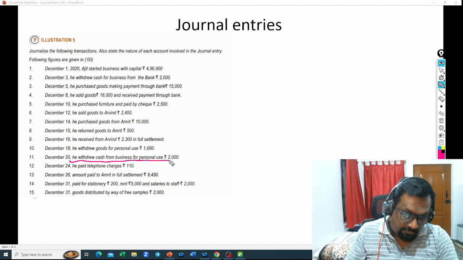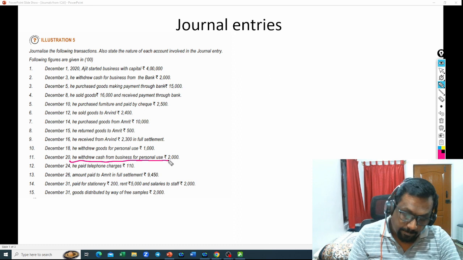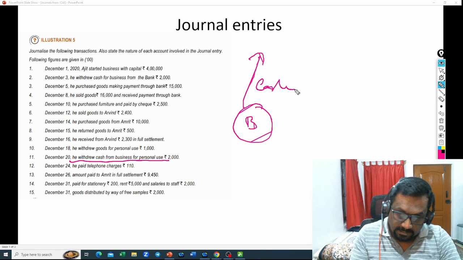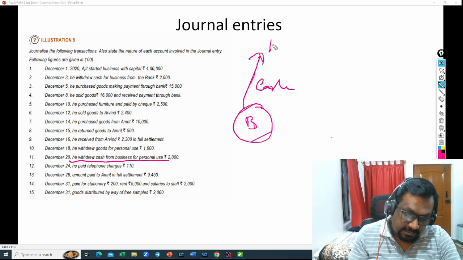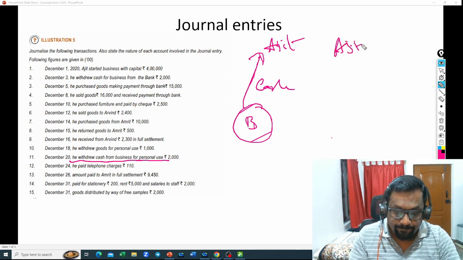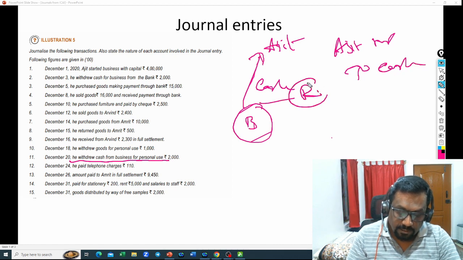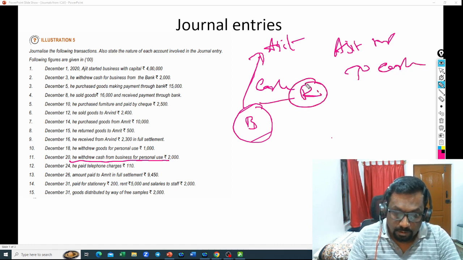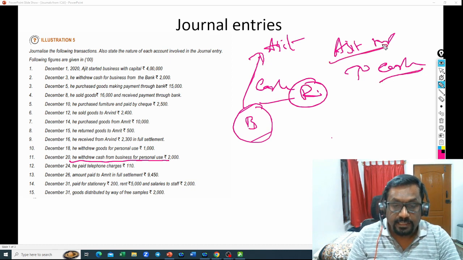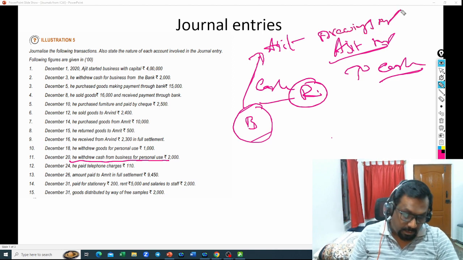Next, he withdrew cash from the business for personal use. Then what entry do we pass? Cash goes out, nothing comes in. Who is the receiver? Ajit is the receiver, right? So again, Ajit account debit to cash account. Cash is real account. Real account principal: debit what comes in and credit what goes out. So I credited cash. Ajit I debited. Instead of Ajit, what do I do? I debit drawings account. Drawings account debit to cash account.